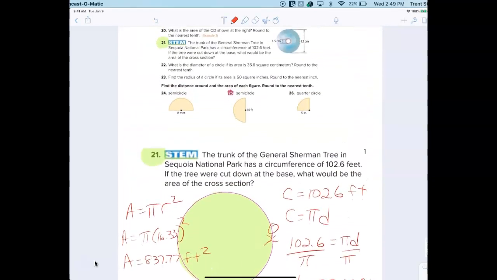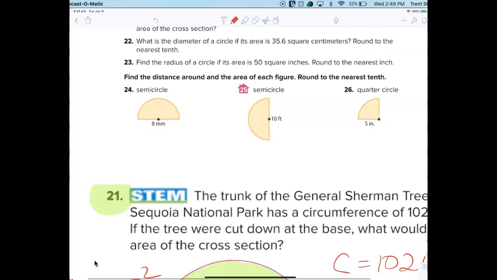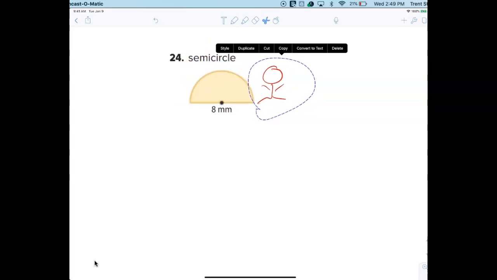Now, the next thing is I'm going to grab number 24, and I'm going to ask for help on this one too. All right, so now for question number 24. The first thing I want to do is I'm going to take a walk around. I'm going to walk around, and that's going to be the distance around. That's what we're trying to find, the distance around.